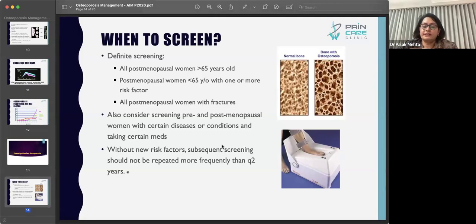Screening includes imaging studies: X-ray, MRI, and DEXA scan. All postmenopausal women with a fracture of the spine need to go for screening. Also consider screening of pre- and postmenopausal women with certain diseases or conditions, or taking certain medicines, which here means majority in the form of steroids or corticosteroids. Without any new risk factor, subsequent screening should not be repeated more frequently than every 2 years. Next slide, please.